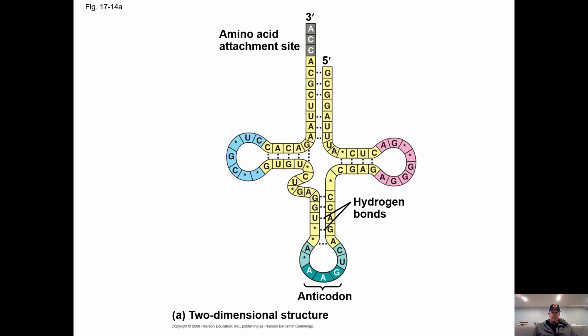So here it is. So here's the area that holds on to the messenger RNA. You can see it is one big long strand. Down here is an anticodon, which reads the codon, and then areas of hydrogen bonding are here, here, here, and here.